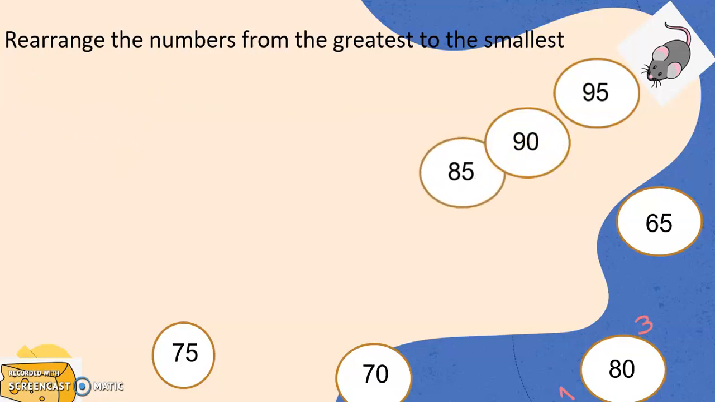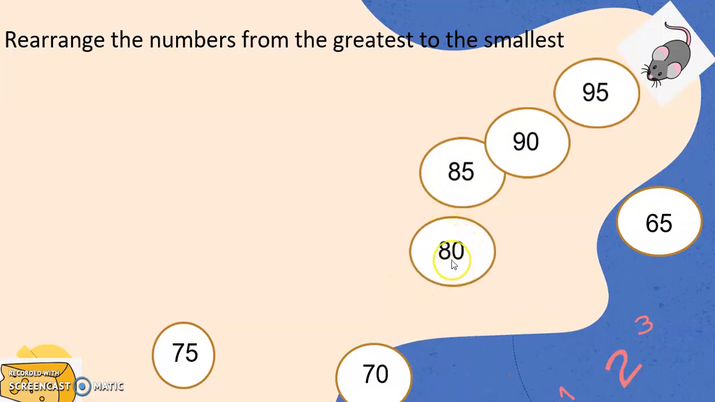85. Yeah, you're right. 90 minus 5 is 85. Okay. Yes, the next one must be 80, because 80 here is the product of 85 minus 5. Okay. Next, after that, what we have here is actually 75. 75 is the result of 80 minus 5.